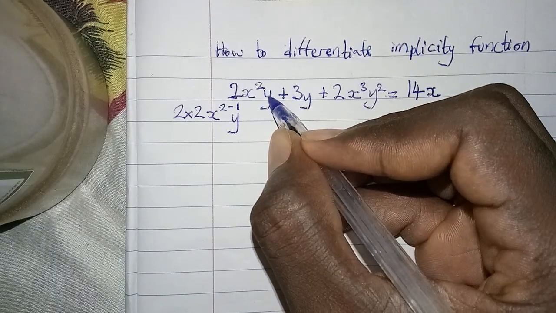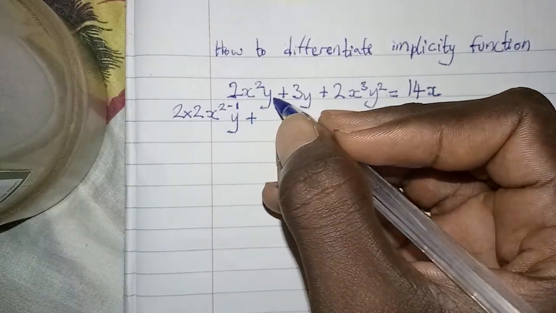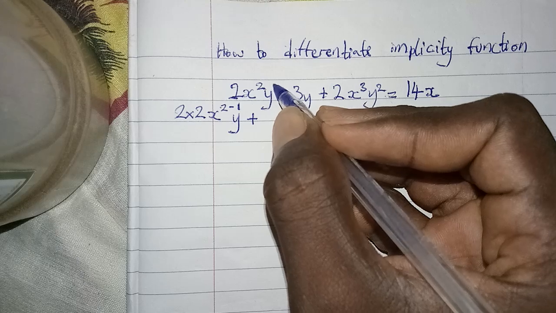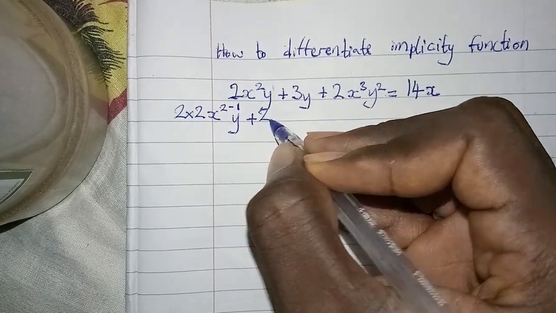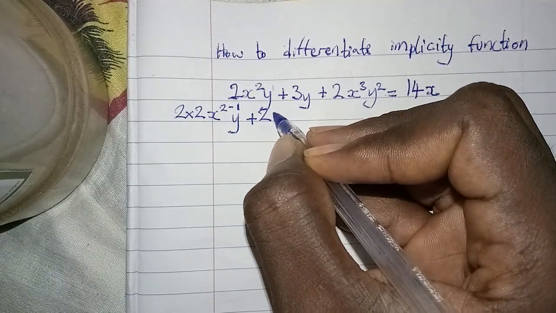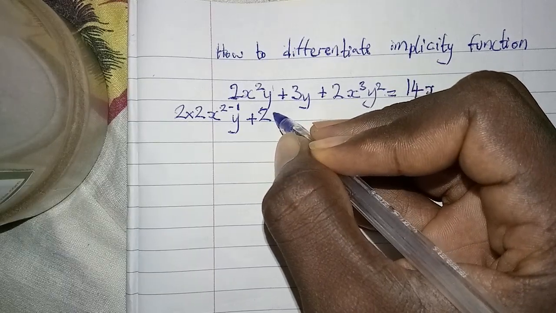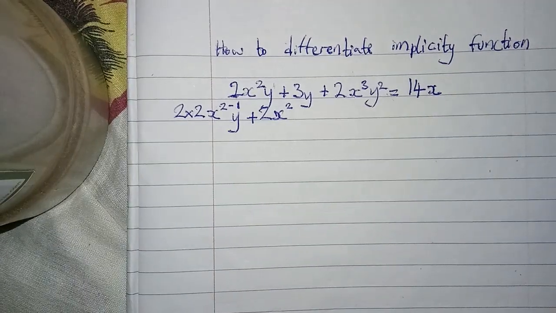So we have dealt with the x value. So let's go to the y value. You're going to get plus the y value. We have a 1 exponent 1 here. So exponent 1 times 2 will give you 2. Then you bring your x squared.